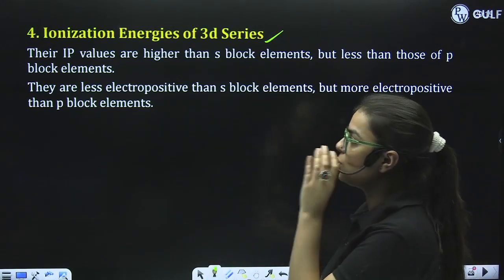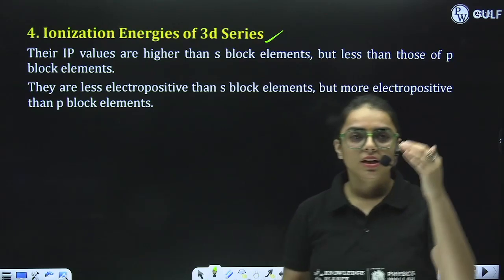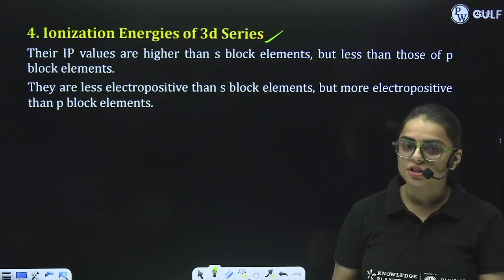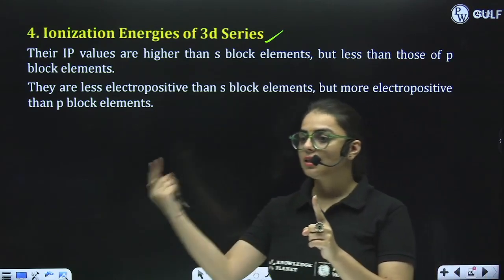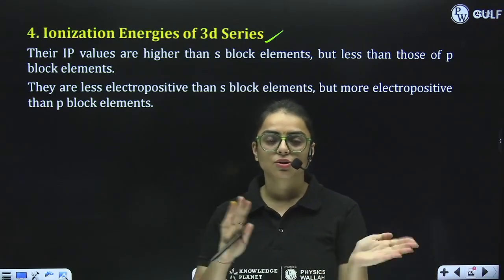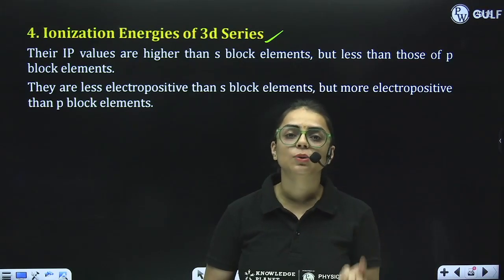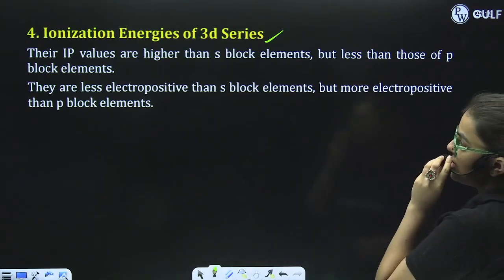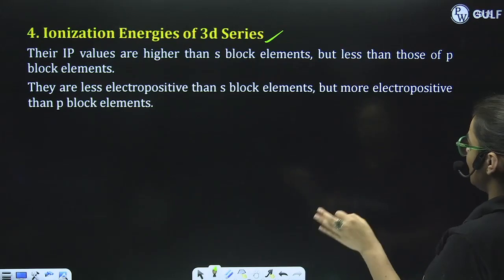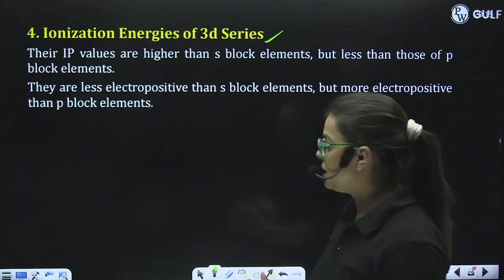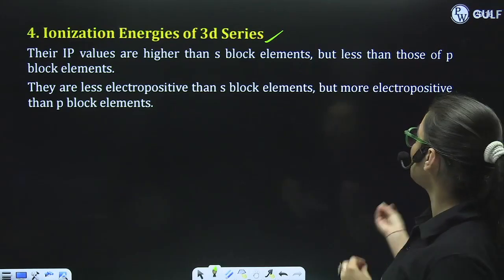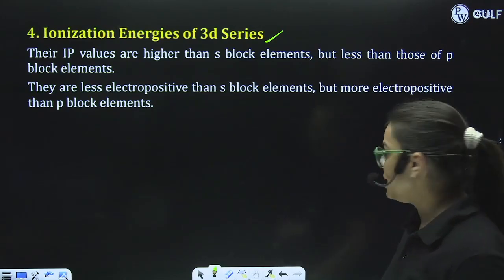You have to see that all of the concepts, if you are moving from top to bottom, size is going to increase, ionization energy will decrease. If size is increasing, ionization energy is decreasing. So this is the concept how we correlate, that they're inversely proportional to each other. Right? So their ionization energy values are higher than the S block elements but less than that of the P block elements. They are less electropositive than the S block elements but more electropositive than the P block ones, right?